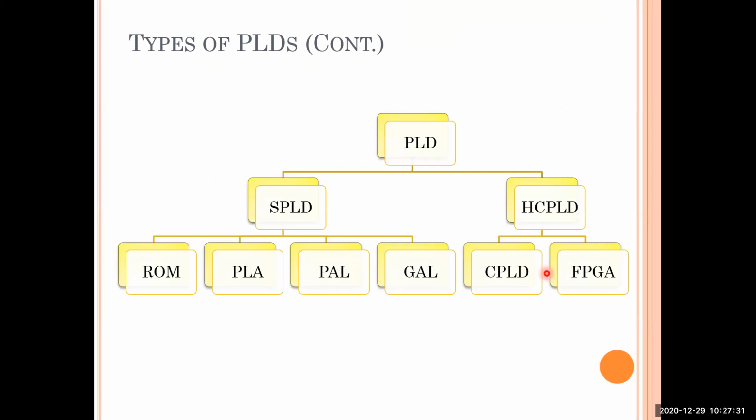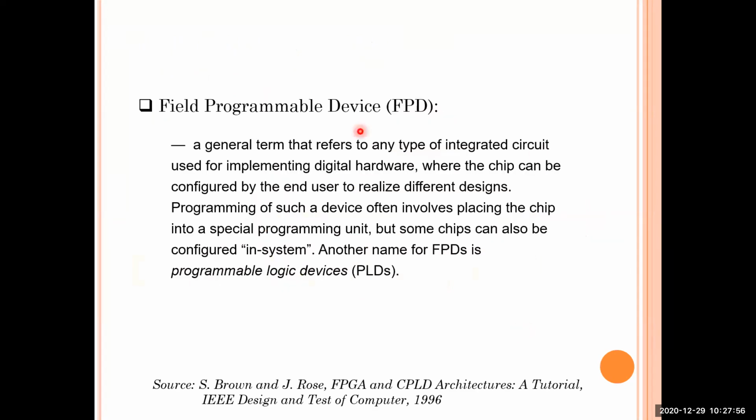So these are the different types of classifications we have done over here, types of PLDs. First, PLD is classified into two types, SPLD and HCPLD. You can see that these are the four different types of SPLD, that's ROM, PAL, PLA, and GAL, and the two types of high capacity programmable logic devices, complex programmable logic device and FPGA, that's a field programmable gate array. So now let us see the definition of what is this field programmable device.